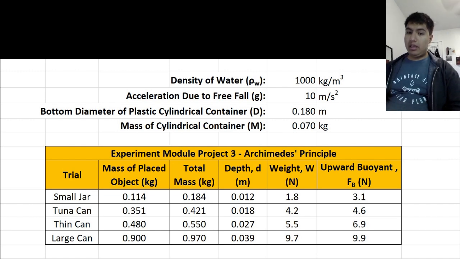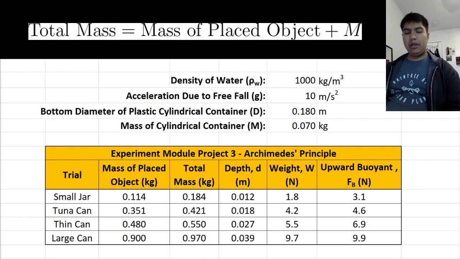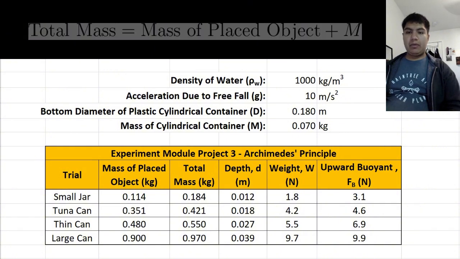Now, as you can see from the table, we have split the data based on the trial, where we have distinguished which object we have placed inside of the container. So we have the mass of the placed object, which is the mass of, say, the small jar or the tuna can, corresponding to it. And to calculate the total mass, we have simply added the mass of the cylindrical container along with the mass of the placed object together. The units are in kilograms still.